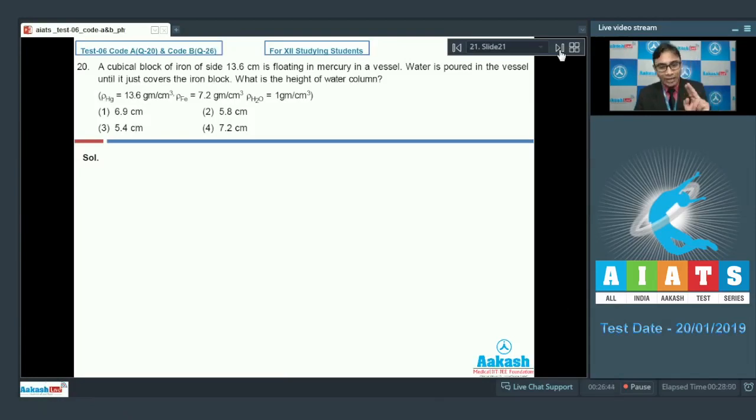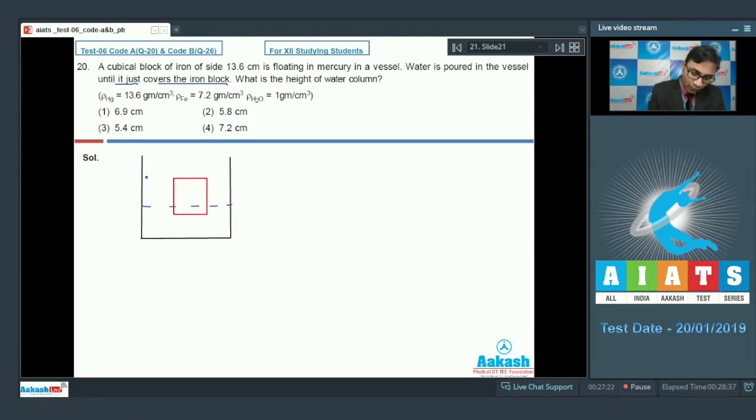So again, these are two immiscible liquids, water and mercury. According to the question, there is a container, and in this container there is already mercury at the bottom. And a cubical block of iron of side 13.6 centimeters is floating in the mercury. Now water is poured into the vessel until it just covers the iron block. That means if this is our iron block, water is filled up to this height such that it covers the complete iron block. So we need to find the height of the water column. That means we have to find this height h.